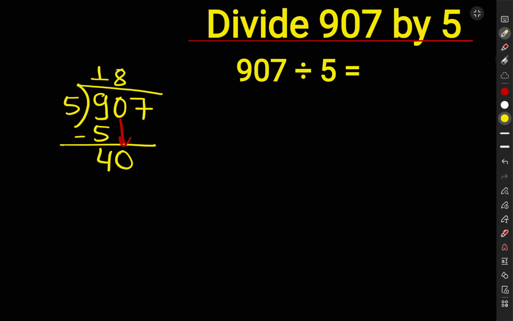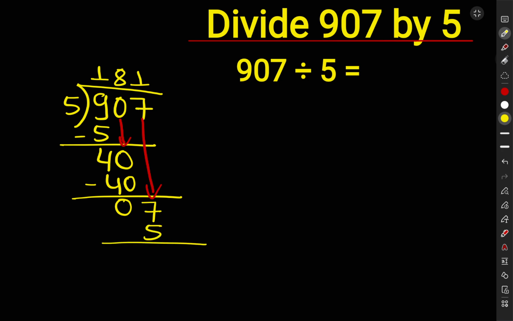So 5 times 8 is 40. On subtracting we get 0. So again we put down this 7 and 5 times 1 is 5. On subtracting we get 2. So now we have no other number to put down.